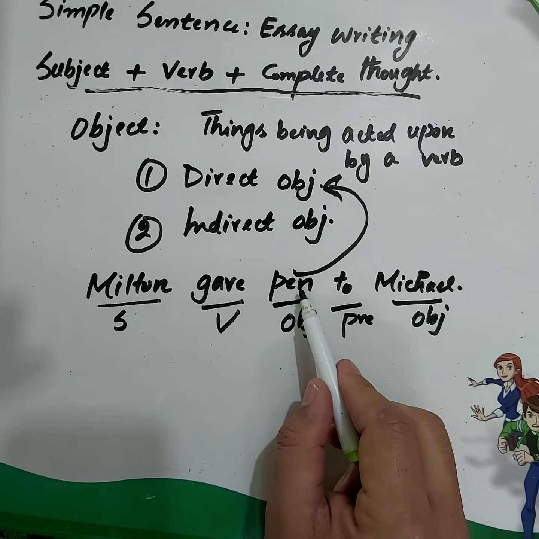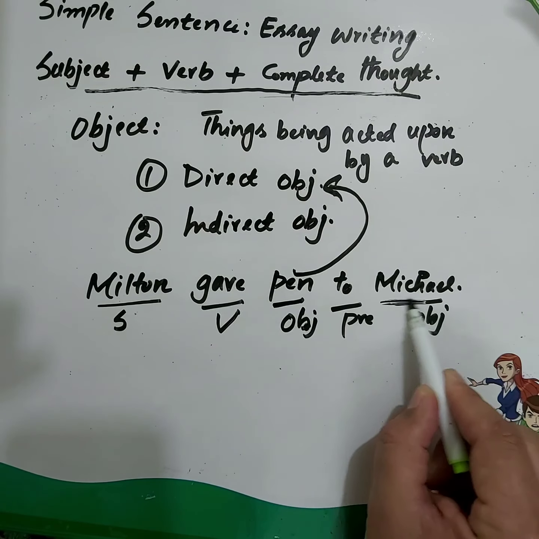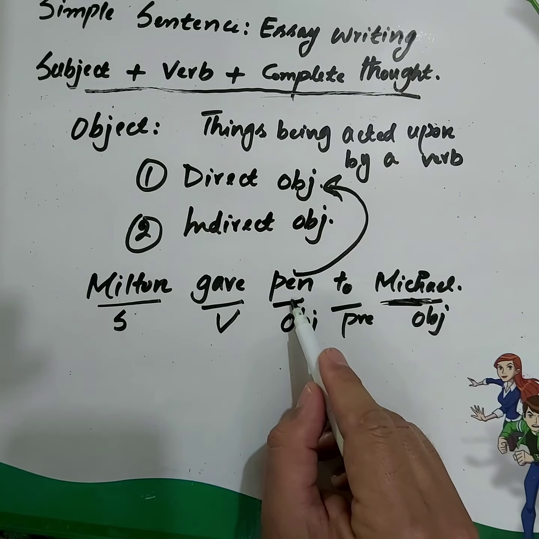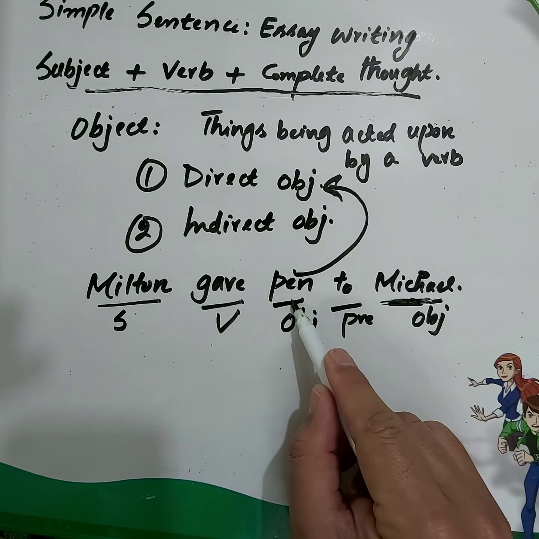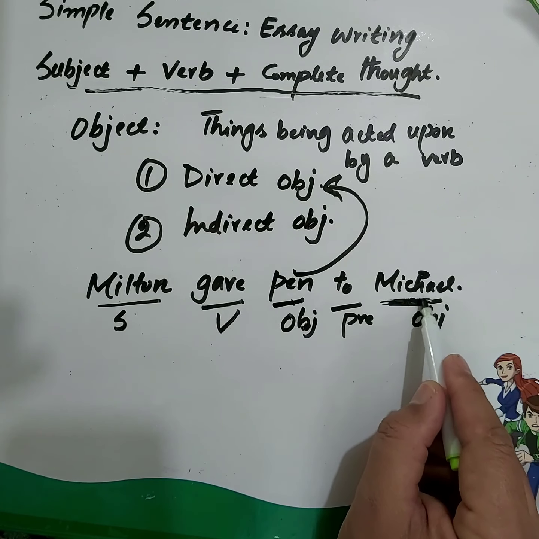Now students, who or what receives the direct object? Michael receives the pen. So Michael is indirect object.